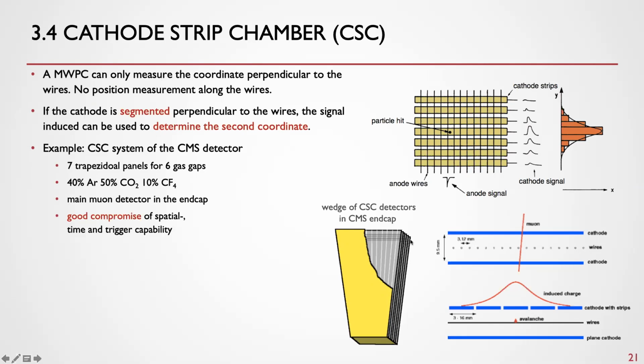There are 6 of such CSC layers on top of each other. They are used in the end cap. Argon is used with a CO2 quencher. These are the main muon detectors in the end cap. You see, these are very simple detectors. They fill a big volume. These are compromised detectors, so they have reasonable spatial, time, and triggering capabilities.